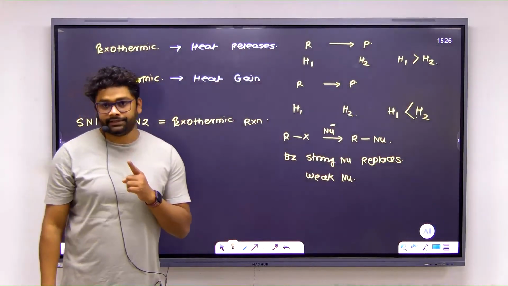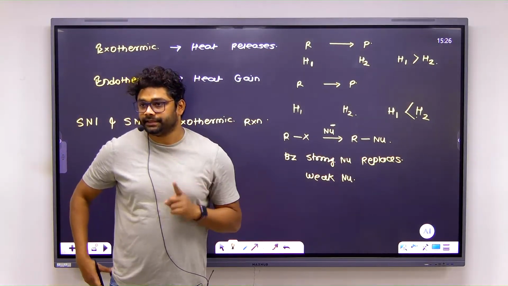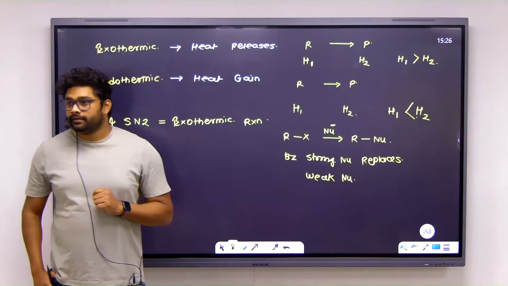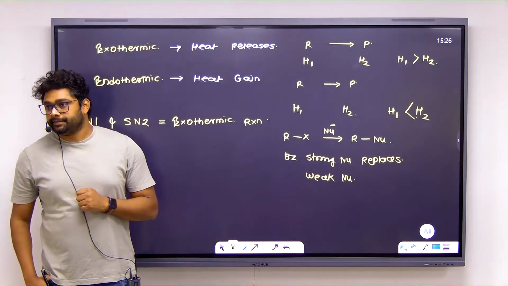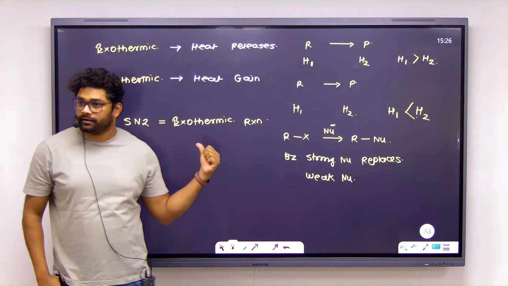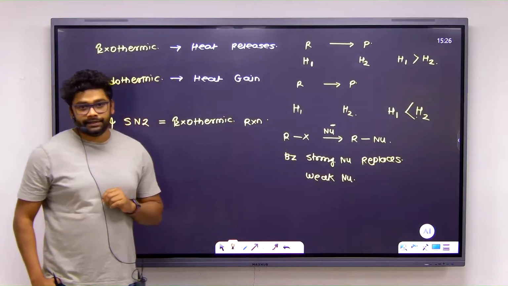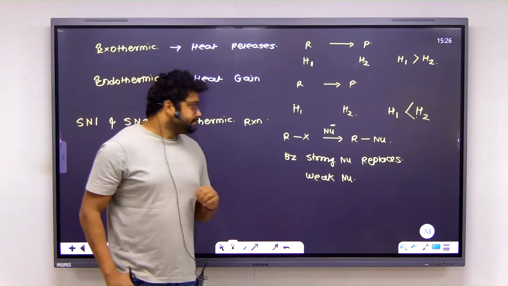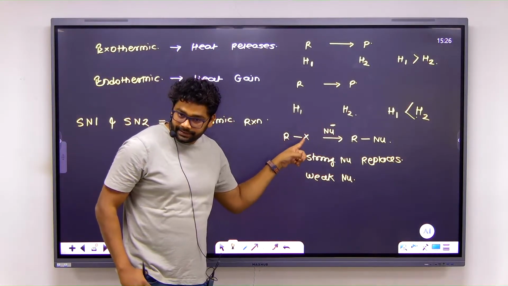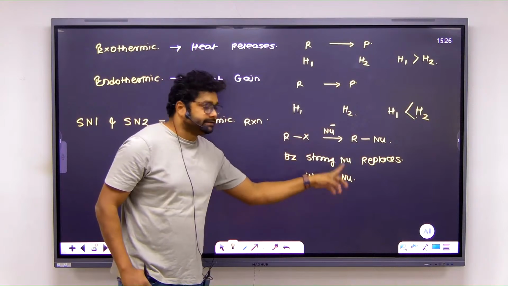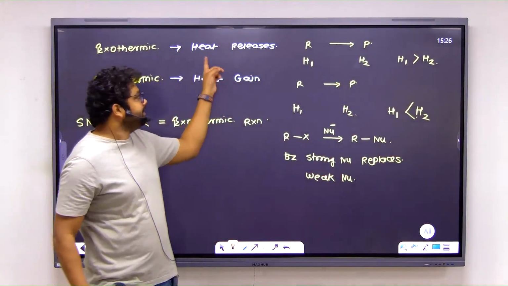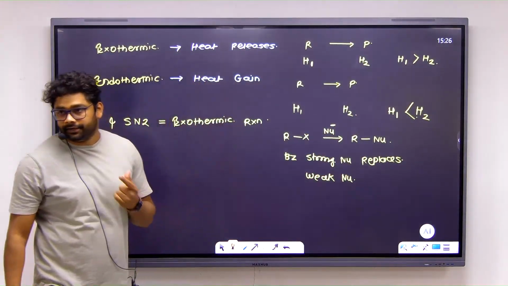My first question is assertion and second is reasoning. Assertion is SN1, SN2 are exothermic. Reason is: हा न्यूक्लिओफाइल स्ट्रॉंग असतो कोणापेक्षा? एक्स पेक्षा. म्हणून तर ही रिएक्शन काय? एक्झोथर्मिक. म्हणून या रिएक्शन मधून काय रिलीज होत आहे? हीट.